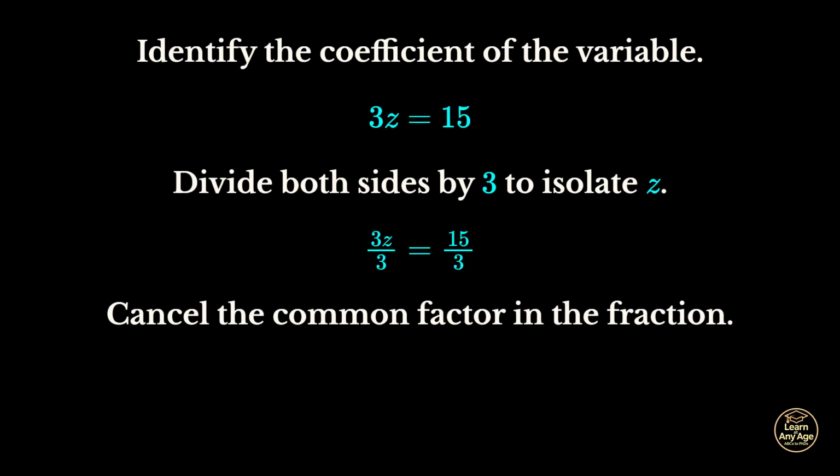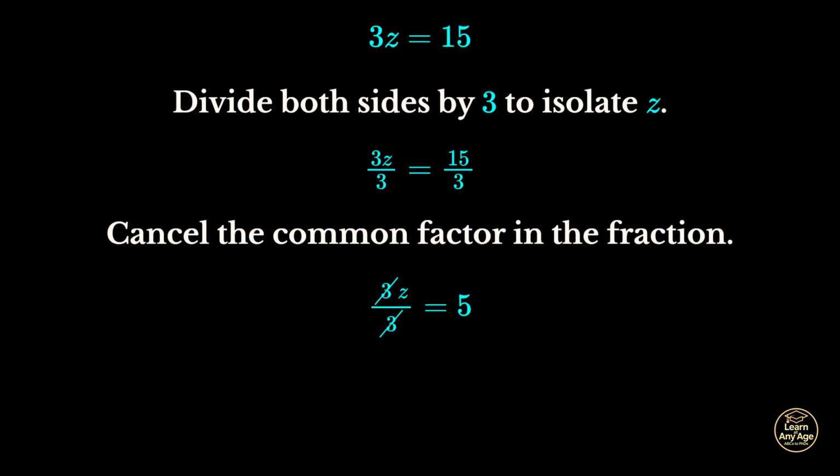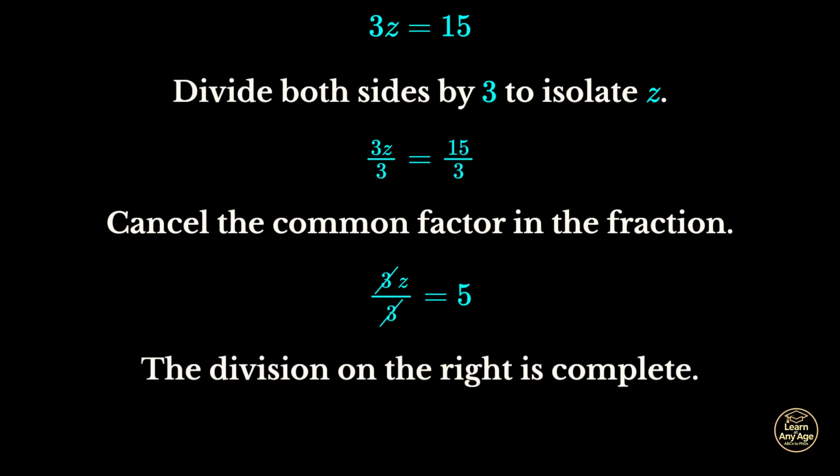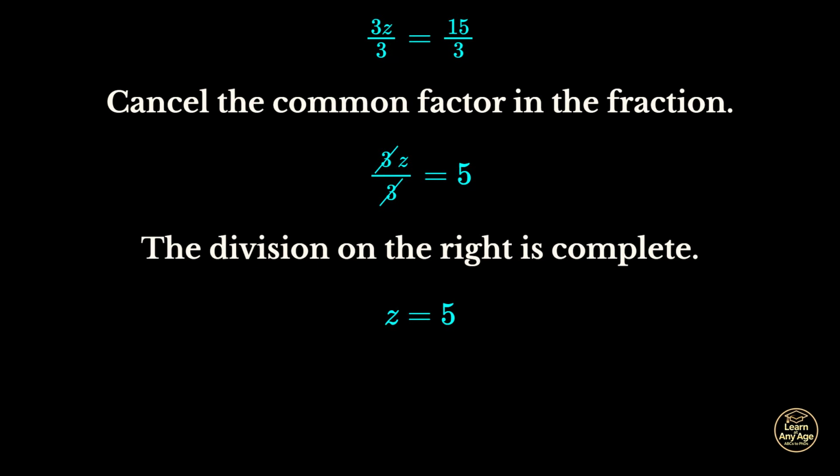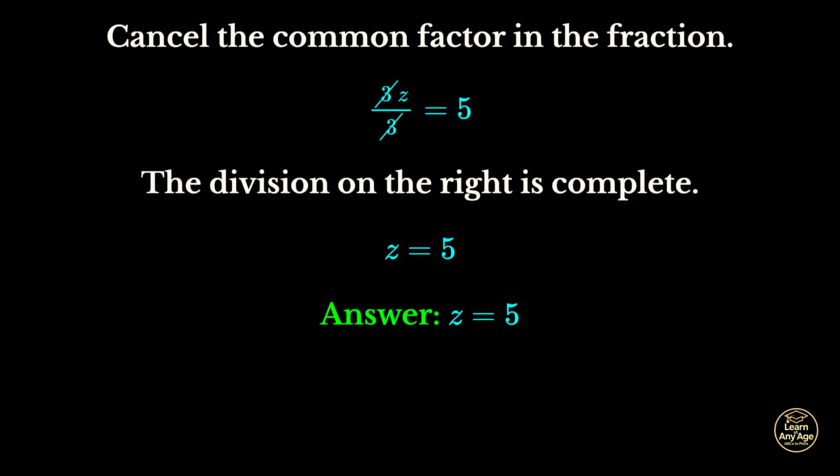Cancel the common factor in the fraction. 3 cancelled out, z over 3 cancelled out, equals 5. The division on the right is complete. Z equals 5. Answer: z equals 5.